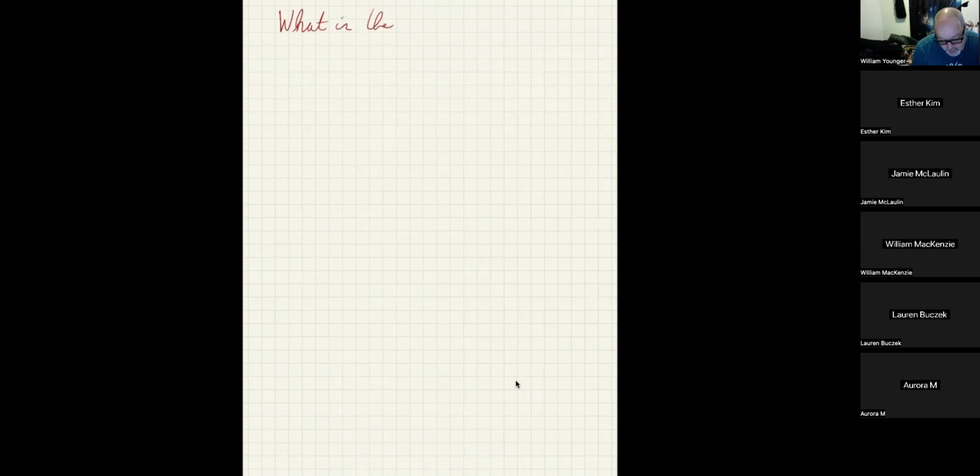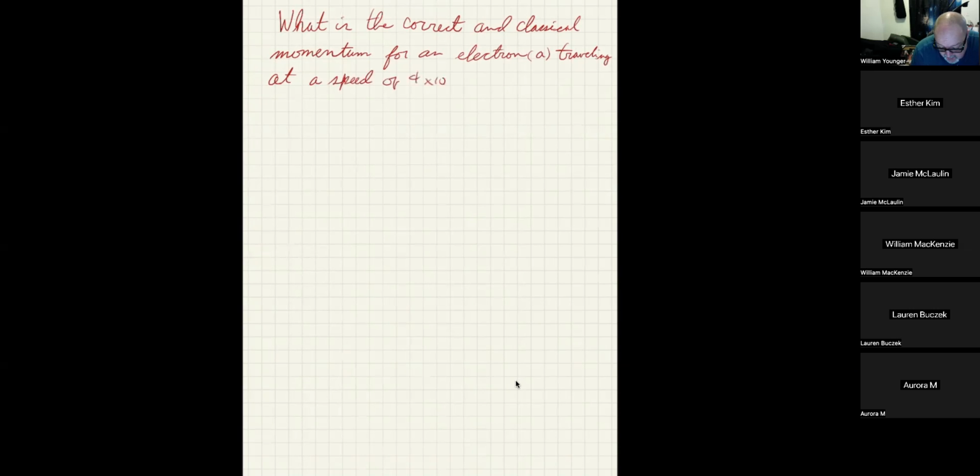So what is the correct and classical momentum for an electron traveling at a speed of, A, 4.00 times 10 to the 7th meters per second, and B, 0.98 c. Okay, so that's our question.